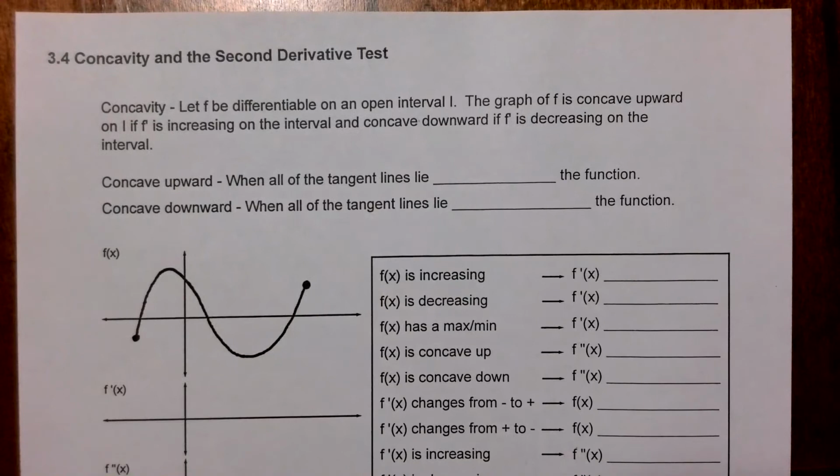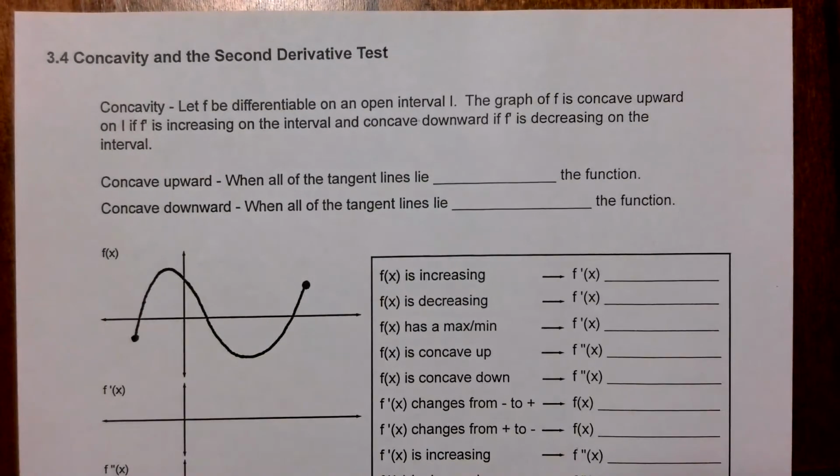So a lot of what we have done so far using derivatives to analyze an original function has dealt with f prime, but today we are going one step further and looking at what f double prime will tell us. So it's f double prime's time to shine. And really what we get out of f double prime is concavity.